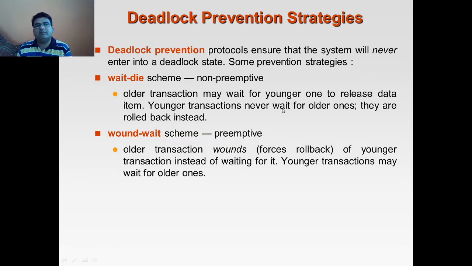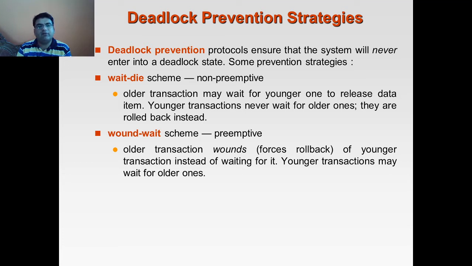First, there are some deadlock prevention strategies, to ensure that a particular schedule will not fall into a deadlock. For this we have the wait-die scheme and the wound-wait scheme. The wait-die scheme is non-preemptive: if a transaction is updating a value, and a new transaction demands the same data currently held by it, the new transaction has to wait. That is non-preemption.